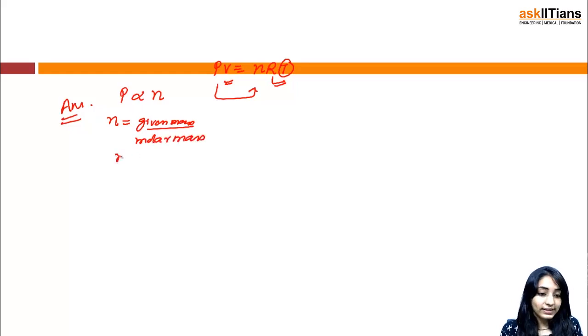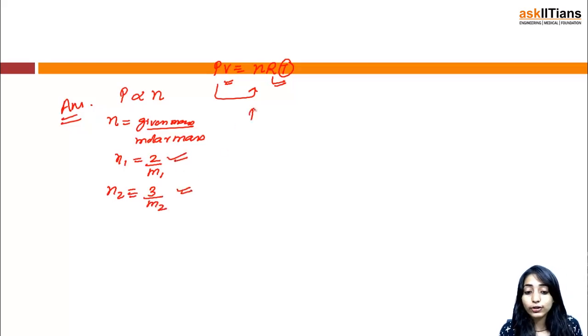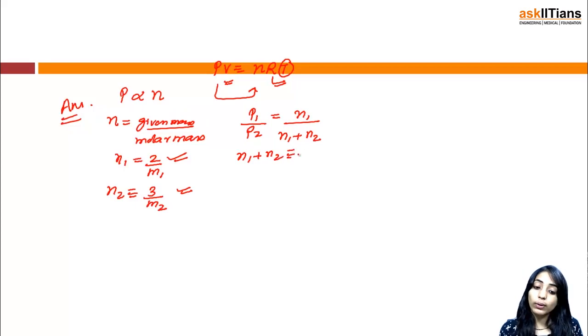So I can very easily say that n1 is equal to 2 by M1. On similar lines, n2 is equal to 3 by M2. Now I know n1 and n2. I can also write that P1 by P2 is equal to n1 by (n1 + n2). So this is the first equation I have written. So n1 + n2 will be equal to 1.5 times n1. Putting all these values, I have obtained these 2 equations. So I can say n2 will be n1 by 2.